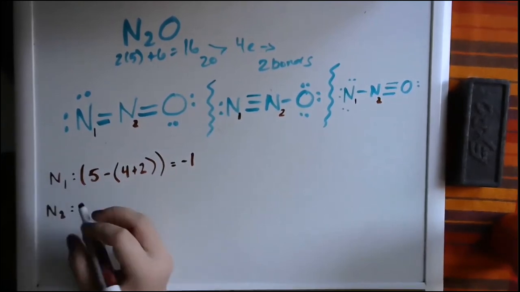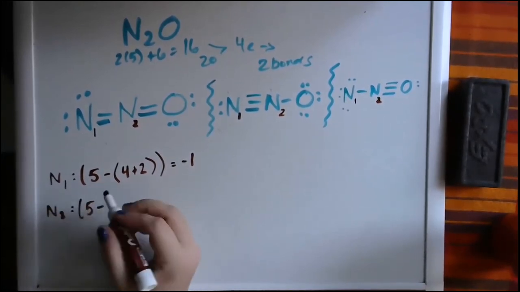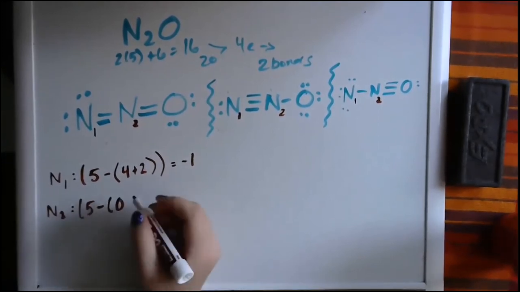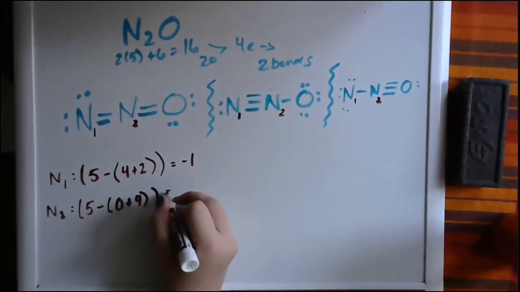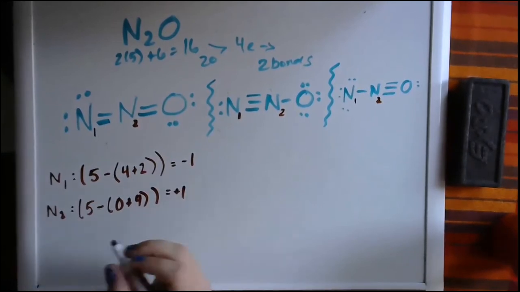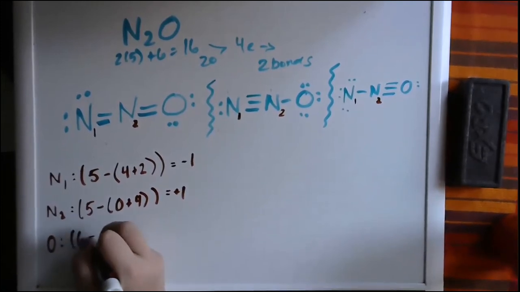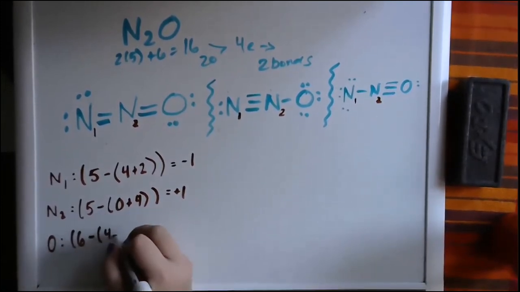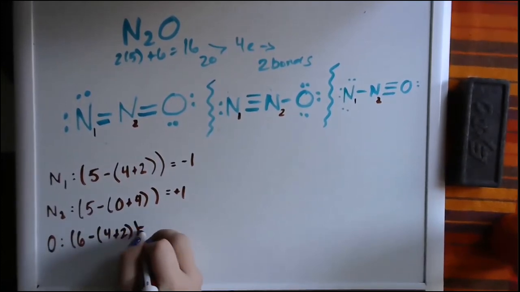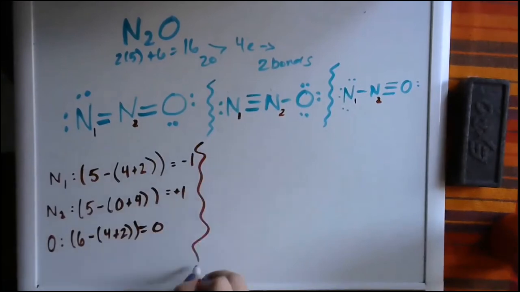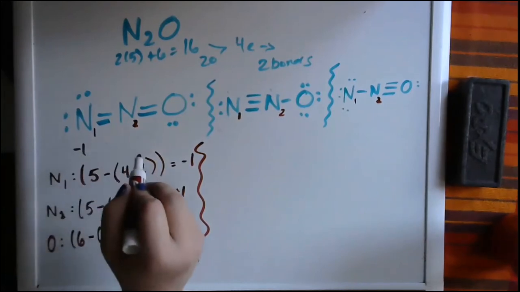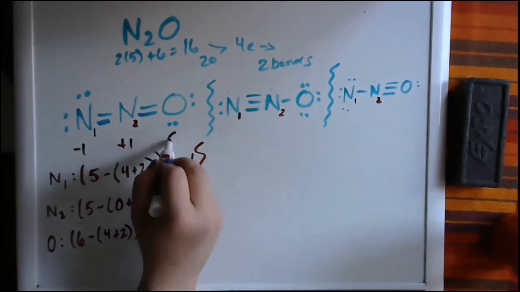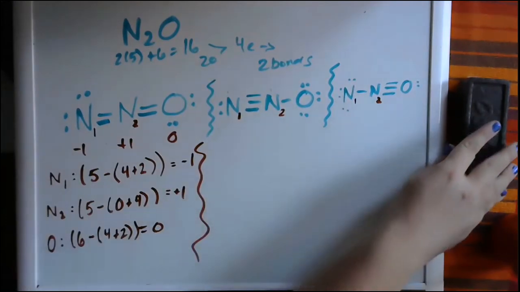And N2 is 5 minus 0 for my non-bonding electrons here, plus 4. So that is positive 1. And my oxygen is 6 minus 2, 4 plus 2. So that's 0. Okay, those are my formal charges for structure 1. Negative 1, positive 1, and 0.